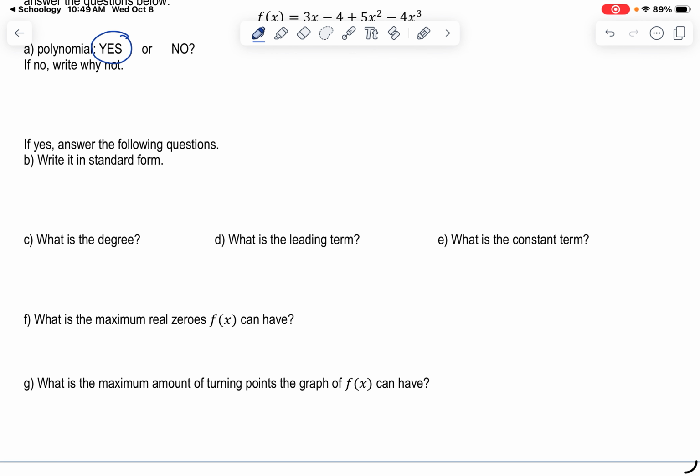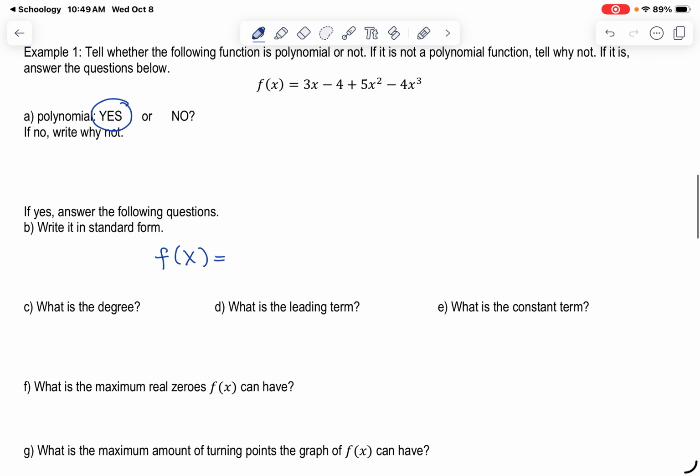Okay, so it says, if yes, answer the following questions and write it in standard form. So we did say yes, so we're going to write it in standard form because it's not written in standard form. We have f of x equals, our highest exponent is a cube, so we're going to write that first, negative 4x cubed. Then our square, which is plus 5x squared. Then our linear term, which is plus 3x, and our constant, which is minus 4. What's the degree? We could have just looked at it and said, oh yeah, it's 3 right here, but now that it's written in standard form, it's going to be the first exponent, which is 3.